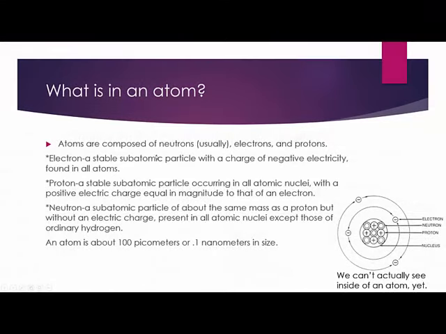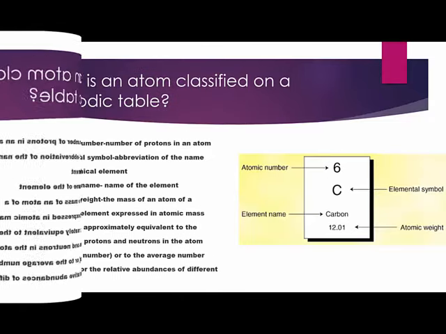What is in an atom? Atoms are composed of neutrons, usually. They can gain and lose electrons, and they have protons. An electron is a stable subatomic particle with a charge of negative electricity found in all atoms. Protons are stable subatomic particles occurring in all atomic nuclei with a positive electric charge equal in magnitude to that of an electron. Neutrons are subatomic particles of about the same mass as a proton, but without an electric charge, present in all atomic nuclei except those of ordinary hydrogen. An atom is about 100 picometers, or 0.1 nanometers, in diameter.